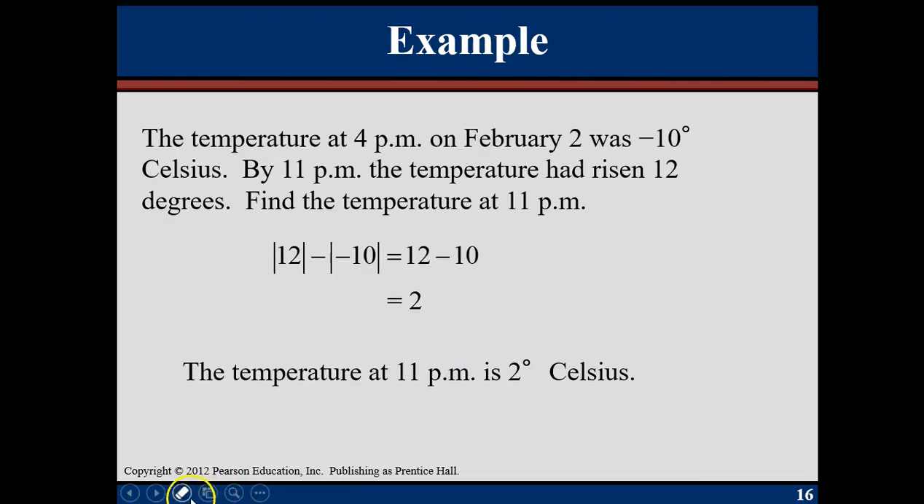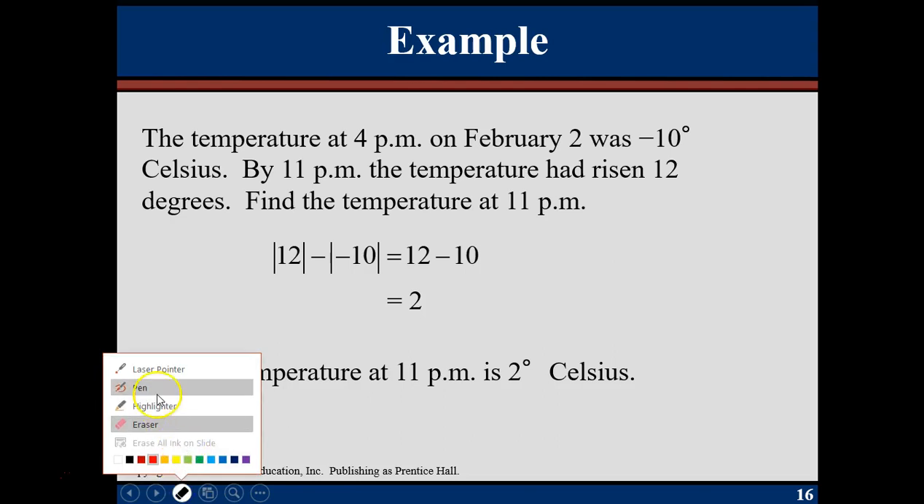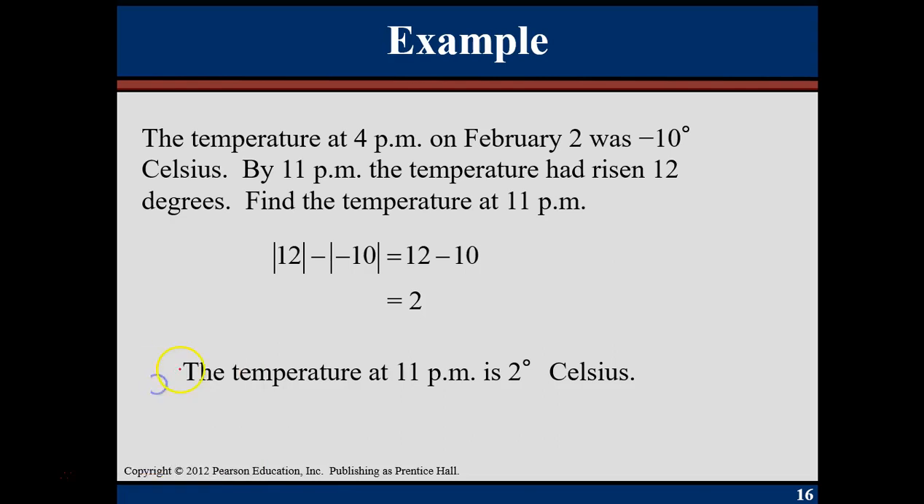Let's look at a word problem. At 4 p.m. on February 2nd, the temperature was -10 degrees, but by 11 p.m. it had risen 12 degrees. So it started at -10 and then it went up 12 degrees. What is the temperature now?